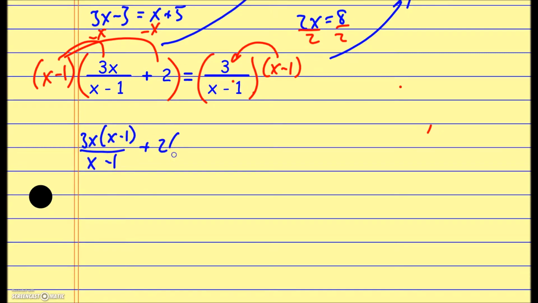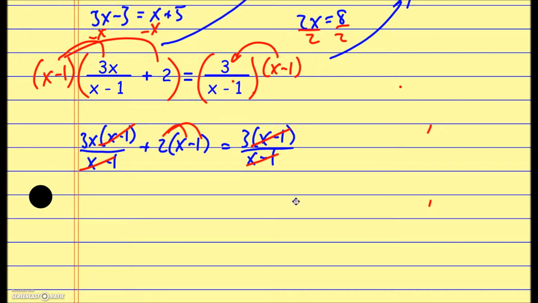Plus, here I have 2 times the x minus 1. Over here I have 3 times the x minus 1. It's all still over the x minus 1. And now go from here and start simplifying. Here the x minus 1's cancel. Here they cancel. Here I'm going to distribute that too.